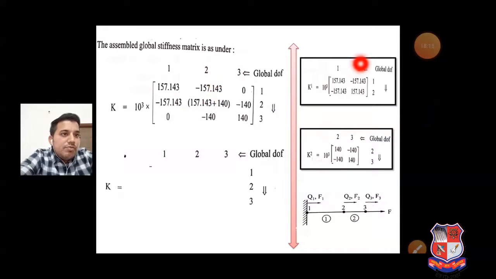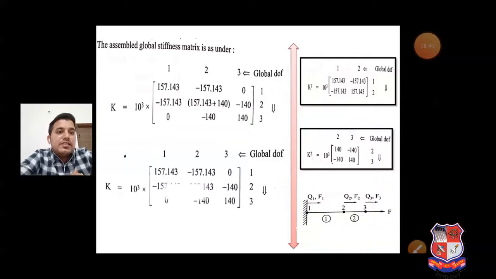2 2 is 2 place, 2 2 and here is 2 2. So that's why we are summing it: 2 2 here is 157.143 plus 140. So 2 2 is combined, which means we are adding, and here minus 140. Because 1 3 is not there, that's why we write down 0. So this is the final global stiffness matrix.